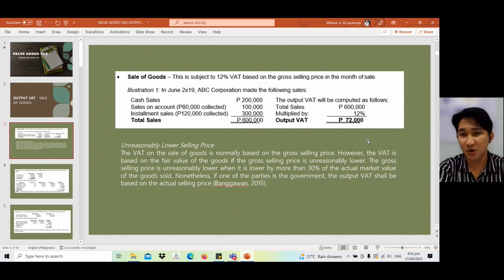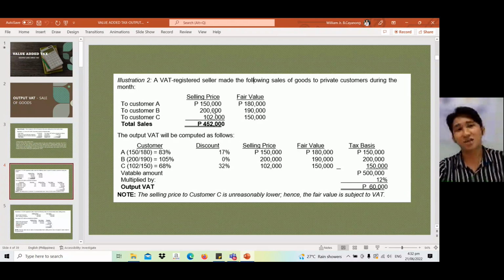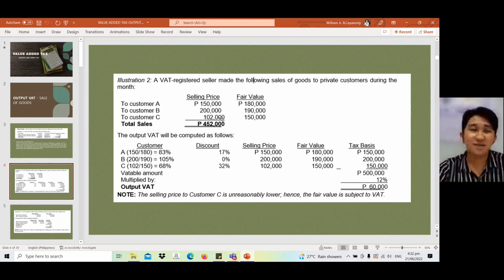So for us to understand the theory, we have here illustration number 2. A VAT registered seller made the following sales of goods to private customers during the month. Meron po tayong customer A na ang selling price is 150 with a fair value of 180. Customer B with a selling price of 200 and a fair value of 190,000. Customer C with a selling price of 102,000 and a fair value of 150,000 pesos. So for a total of 452.